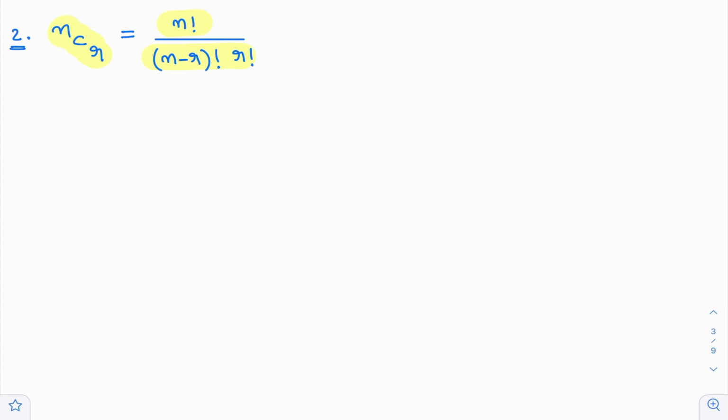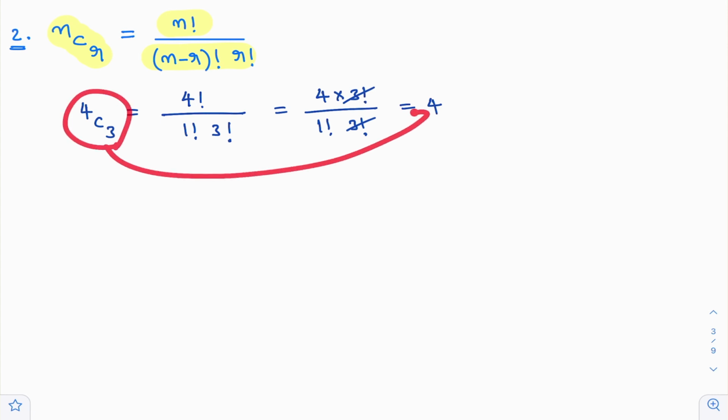NCR is n factorial divided by n minus r factorial into r factorial. How to calculate 4C3? As per this formula, 4C3 is 4 factorial divided by 4 minus 3, that is 1 factorial into 3 factorial, right? That equals 4 factorial, which can be written as 4 into 3 factorial divided by 1 factorial into 3 factorial. Now that 3 factorial will get cancelled. 4 by 1 factorial is 4. So 4C3 value is 4.